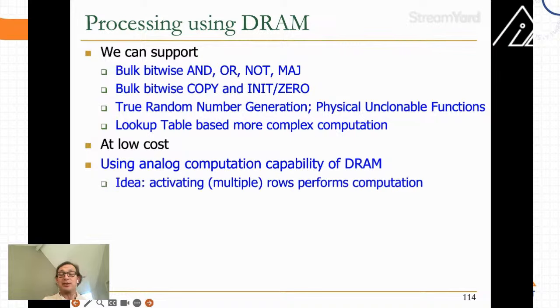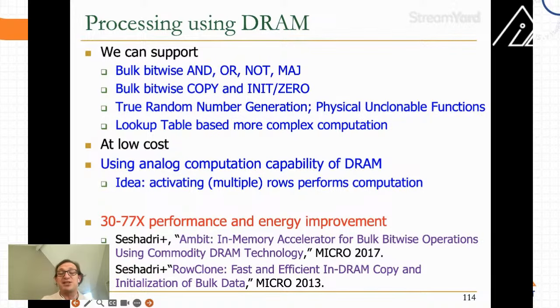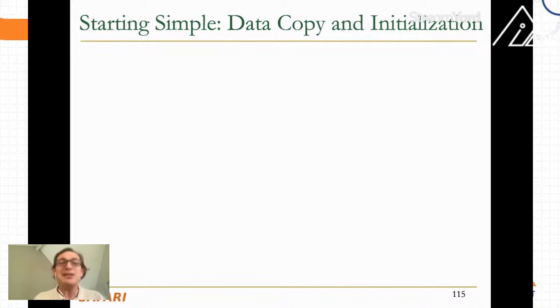One of the key principles that we're going to use is to activate multiple rows. If you activate multiple rows concurrently, this performs computation. And essentially, this computation is very efficient. We're going to see significant performance and energy improvements. And these are some papers that I will refer you to. I'm going to talk about the RowClone paper first and then the Ambit paper next. But hopefully it'll be interesting. And as I said, this sort of operation is generalizable to any memory technology. I'm going to give you some examples from other memory technologies also. But let's start simple first.